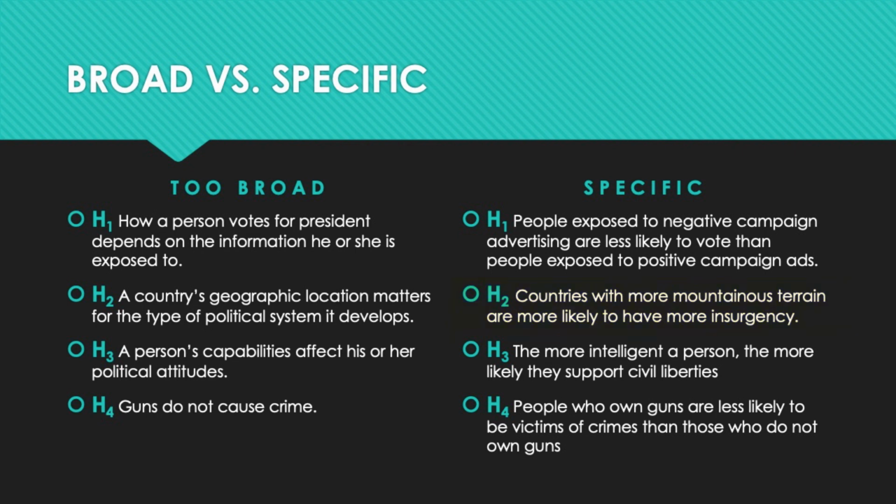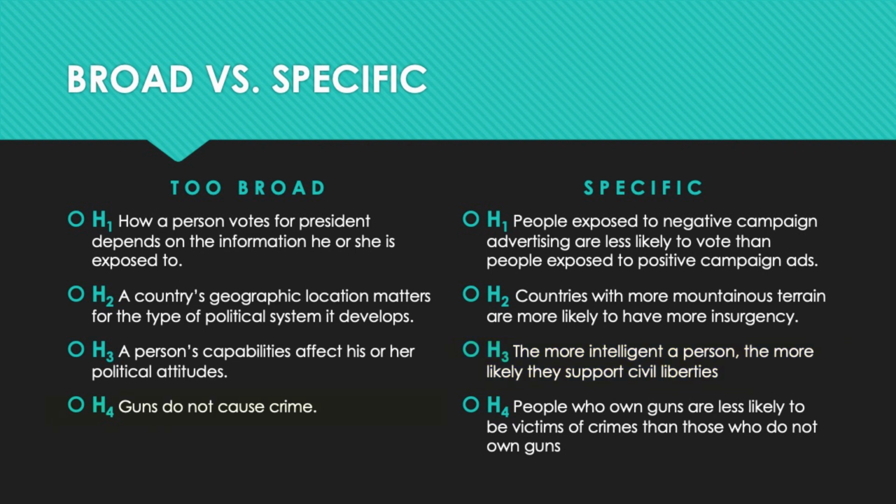Moving on. A person's capabilities affect his or her political attitudes. Well, what do you mean by capabilities? What do you mean by political attitudes? Again, very broad. Not helpful at all. A better hypothesis, the more intelligent a person, the more likely they are to support civil liberties. All right, great. We've got directionality there, and we've got clear definition of concepts.